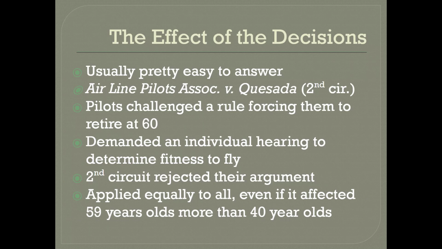So Quesada's argument was, well, wait a minute. This law doesn't affect everybody equally because it affects 59-year-olds more than it affects 40-year-olds. The court rejected that and said, nope, everybody who turns 59 or who turns 60 will be affected this way. So they argued that this was rulemaking, not adjudication, and as a result, there was no ability for him to challenge that.